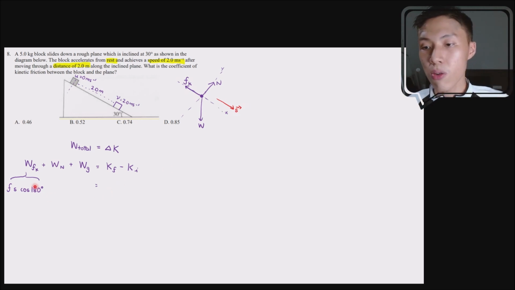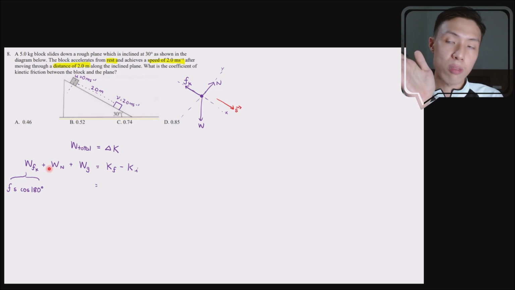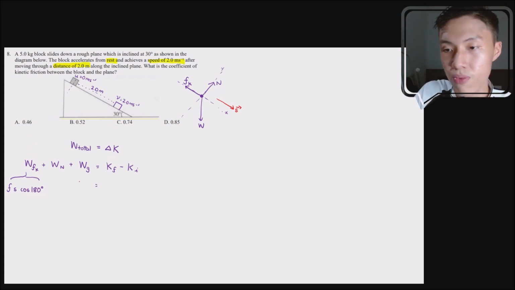So cos theta over here, the theta represents the angle between the force and the displacement. So F and S, the vector F and the vector S are in opposite directions. So the angle should be 180 degrees. So this is the first one, for the work done by kinetic friction.